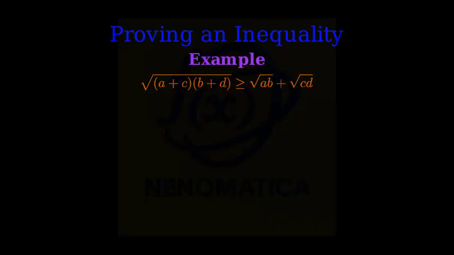Welcome to this mathematics video, where we'll prove an inequality step by step. Let's take a look at the inequality we need to prove. Here's our example. We need to prove that the square root of the quantity (a plus c) multiplied by (b plus d) is greater than or equal to the square root of ab plus the square root of cd. Now let's solve this step by step.